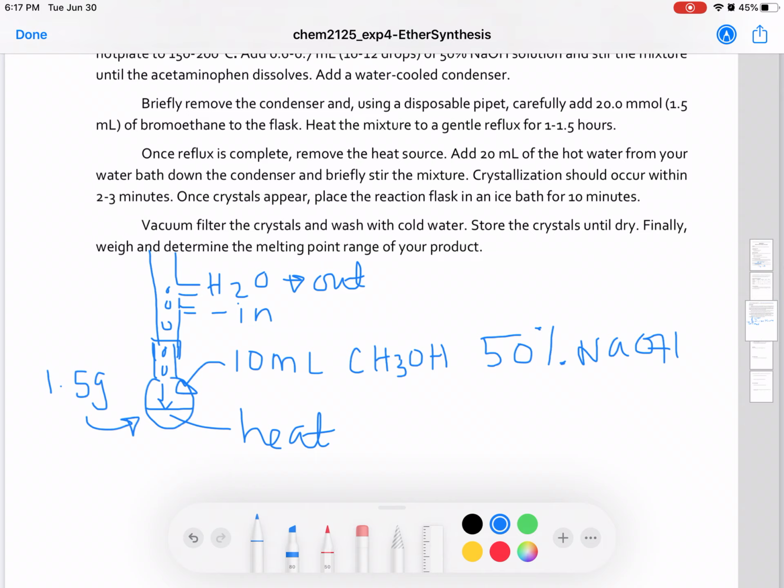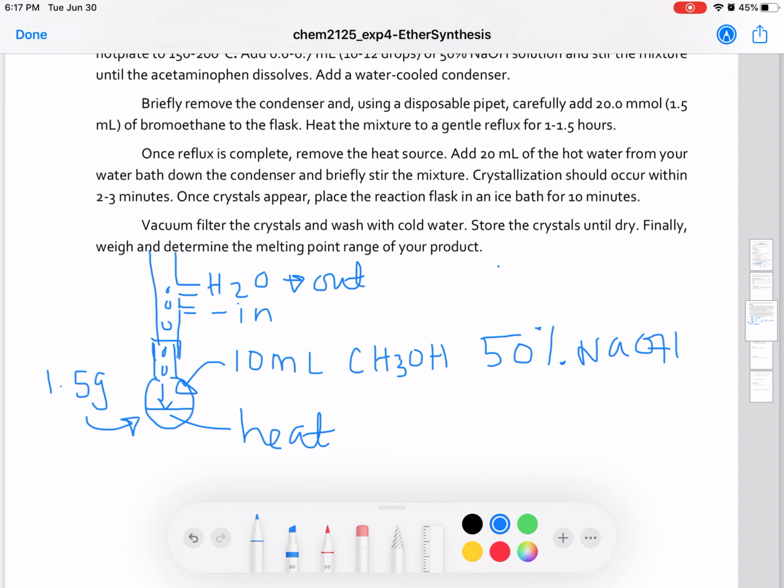But if you do the reaction without a condenser, what's going to happen? All the methanol will evaporate, and other components, based on their boiling points, can also evaporate. So by having a condenser on top of the reaction flask, we can heat it without losing any of our solvents. You're going to do that for a certain amount of time.